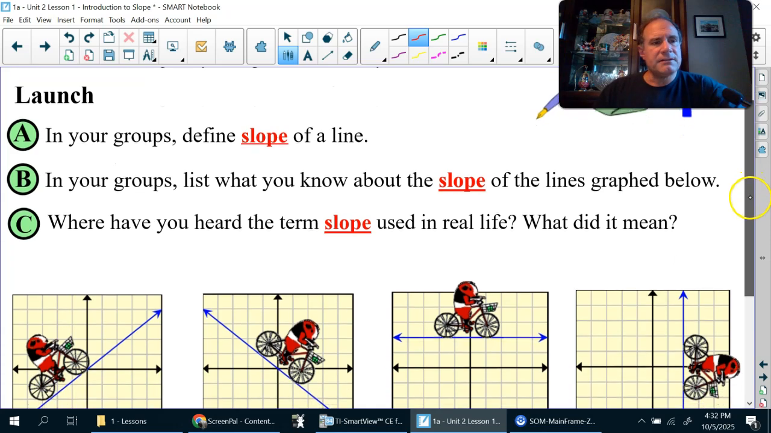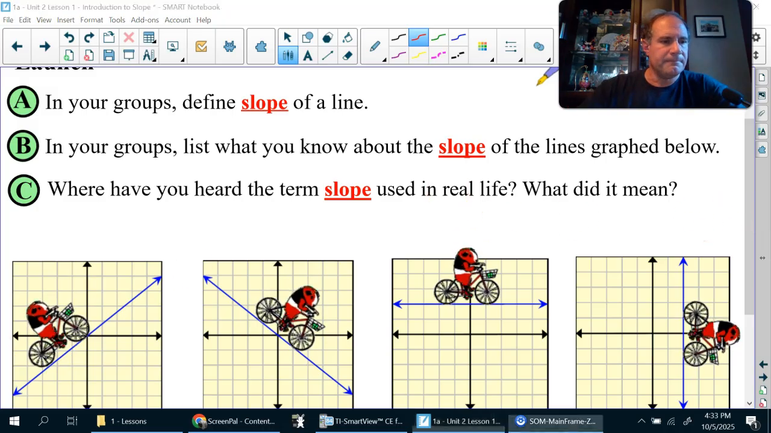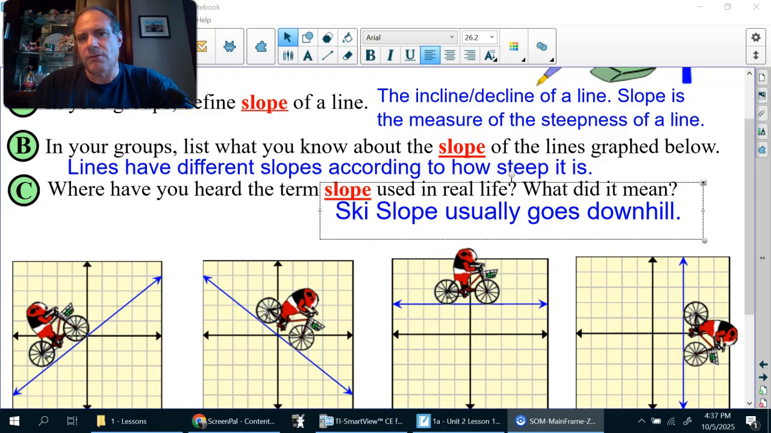So basically, slope is the steepness of a line, the incline or decline of a line. So I put down the incline or decline of a line is the slope. It's the measure of the steepness of a line. And when you list what you know about slope, the lines graphed below have different slopes according to how steep they are.